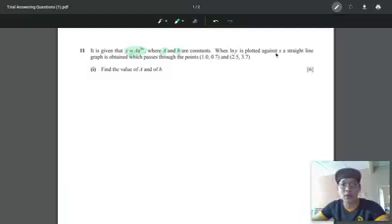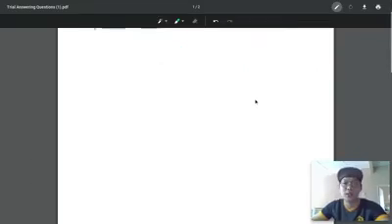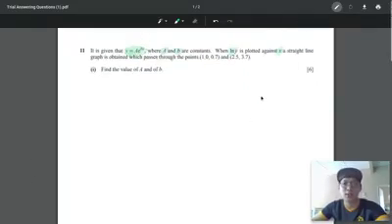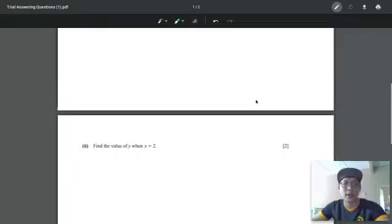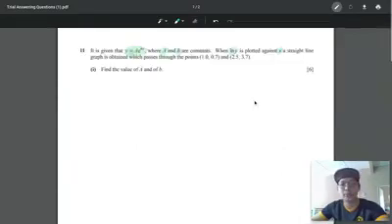When ln y is plotted against x, this is actually a clue. I'll get back to that. A straight line graph is obtained which passes through the points (1, 0.7) and (2.5, 3.7). Find the value of a and of b. This is actually a two-part question. The first part is 6 marks, and the second part is 2 marks. In total, they have 8 marks for one question. That's quite a lot for a paper 1 question.